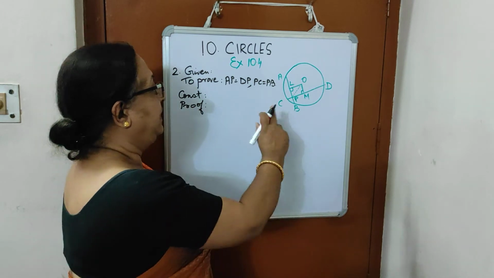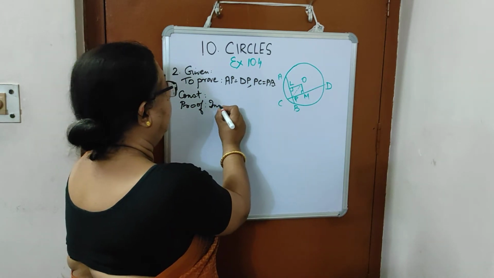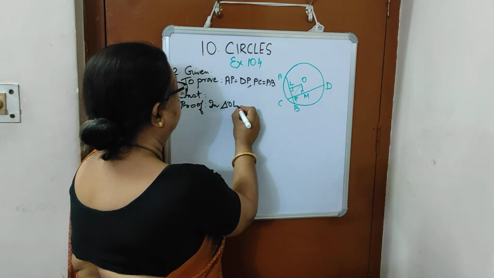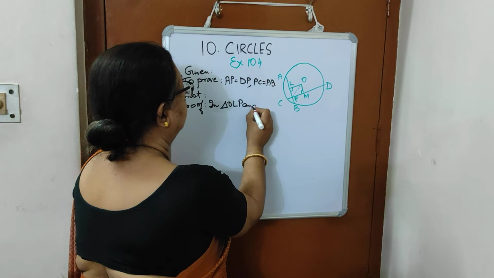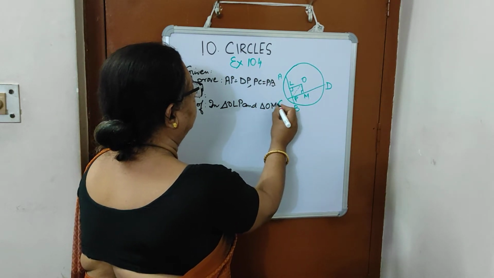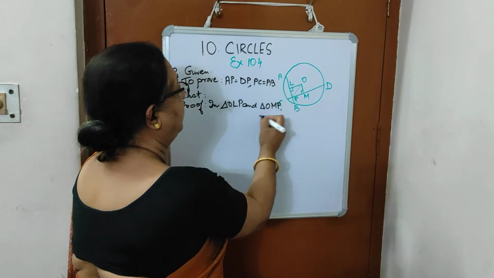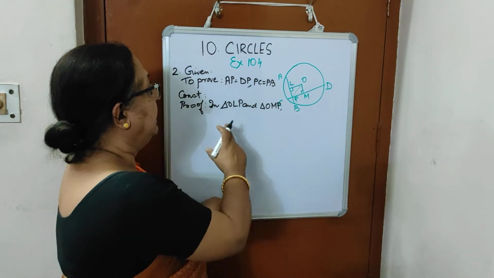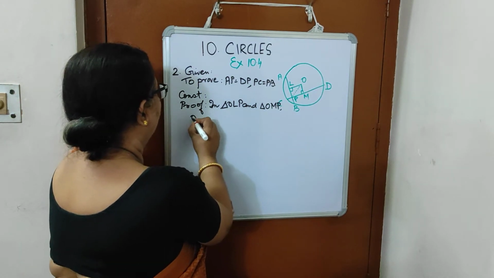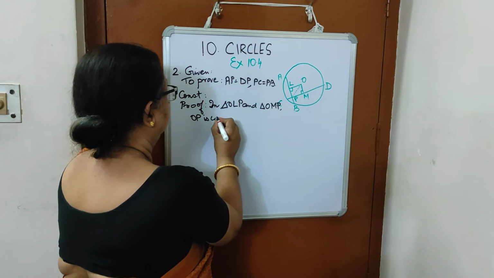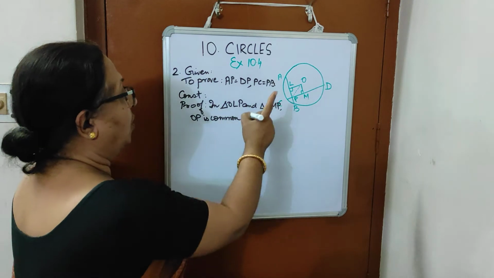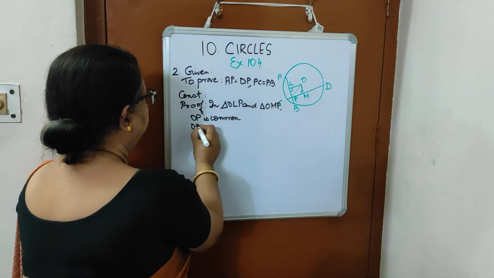Proof. We consider triangle OLP and triangle OMP. What do we have? Anything equal in these two triangles? First one is OP is common. What else? OL equal to OM.